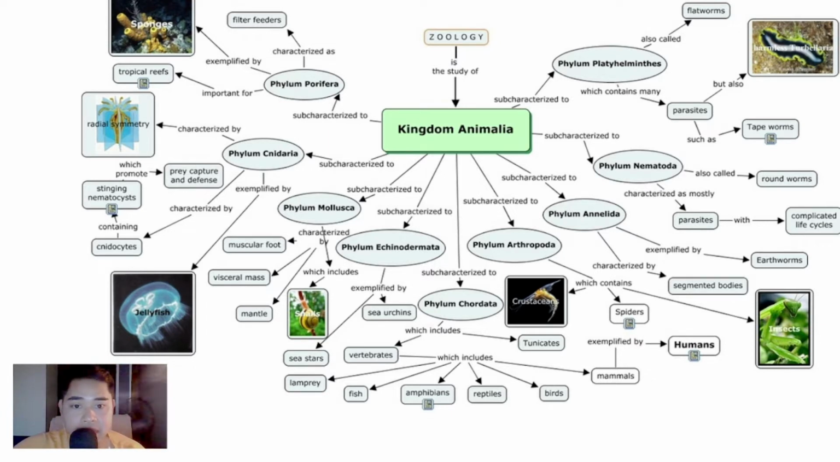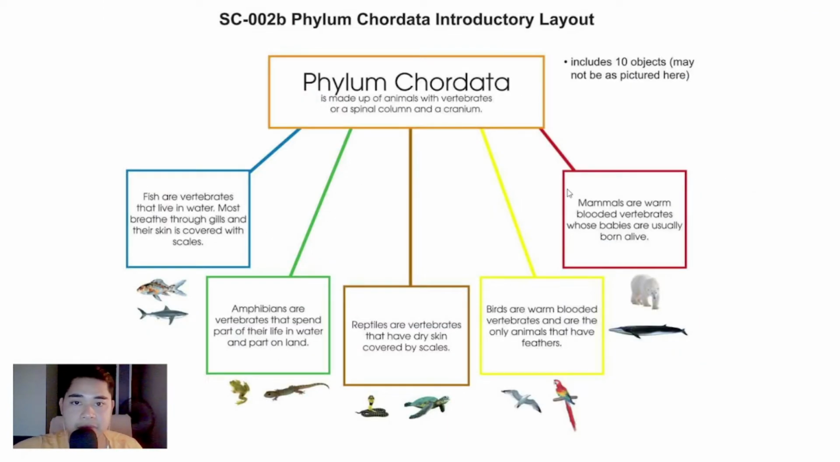Now you can see those that have a skull and spinal cord. So we have here the vertebrates. This includes the fish, amphibians, reptiles, birds, mammals, human beings, for instance. On this topic, we will only talk about Phylum Porifera and Phylum Cnidaria. We will discuss the other phyla in future discussions.